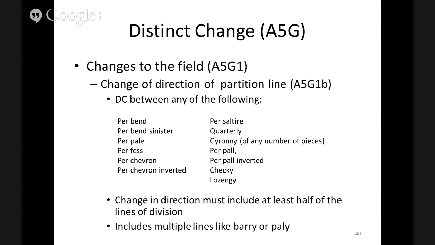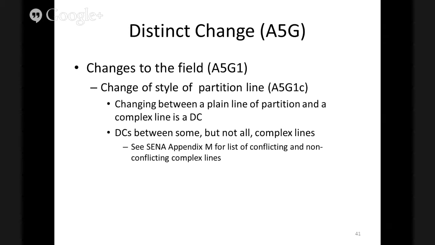Okay. So the next thing that we can get, we're still on the field. The next way to get a DC is if you change the direction of the partition line. And any of those things on the list there are different. You have to include at least half of the lines of division. And all of these also include the multiple line versions, like per pale as well as paly, per bend as well as bendy. So if you make any of these changes, you get a DC.